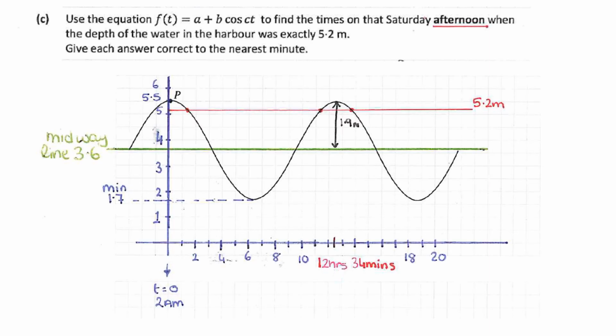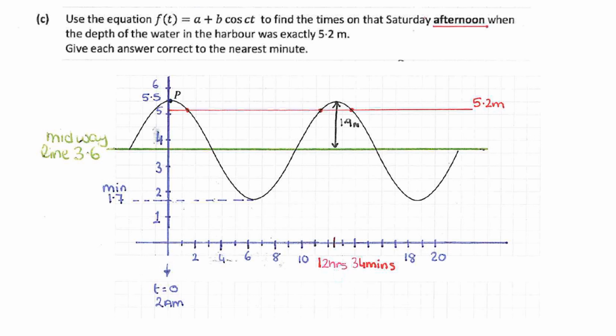So going back to my graph, I'm looking and saying, well, where's 5.2? I've added in a line to see where roughly it cuts the axis. It asks us to use the equation, not the graph, but I'm using the graph to give me a little bit of guidance.